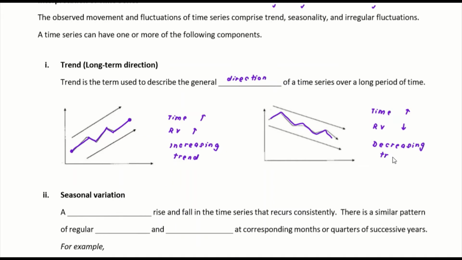Okay, so I think the first one is actually quite direct. It's quite simple. So remember, when a question asks you to describe the trend, basically it's either increasing or decreasing by looking at it as a long term. Okay, second one, seasonal variation.